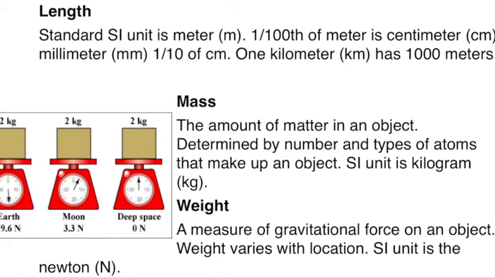So in the picture here, you've got a 2 kilogram mass. On Earth, it would be 19 newtons. On the moon, it would be only 3. Okay, so it's the same amount of material, whether you're on the moon or on the Earth, but the gravitational pull is going to be different. So the weight is actually different than the mass.